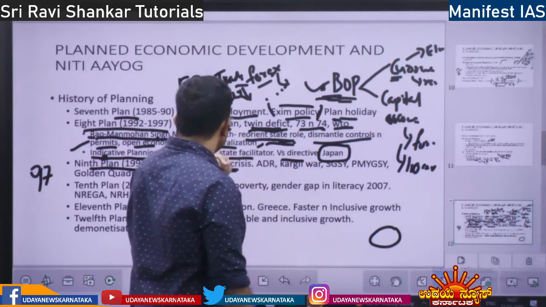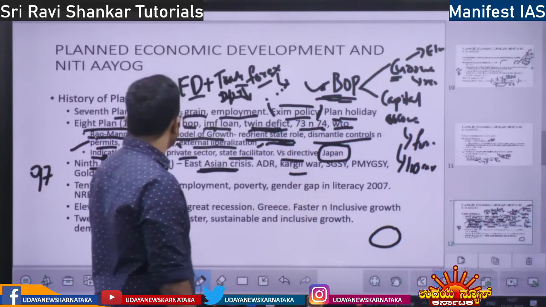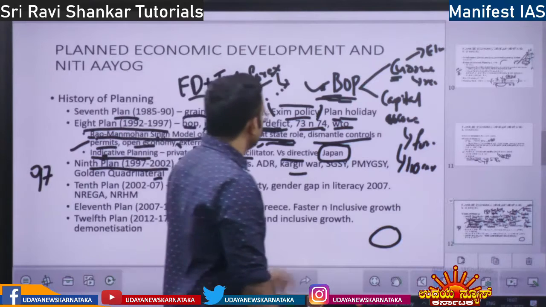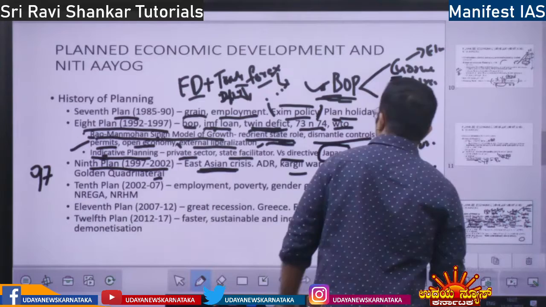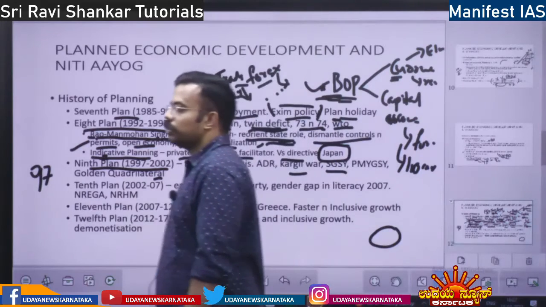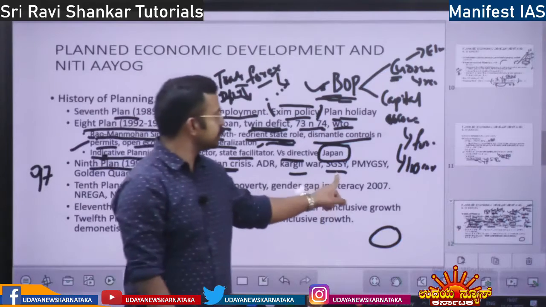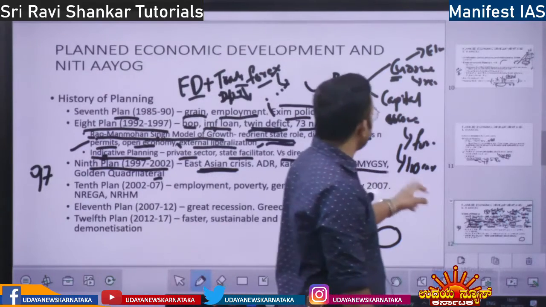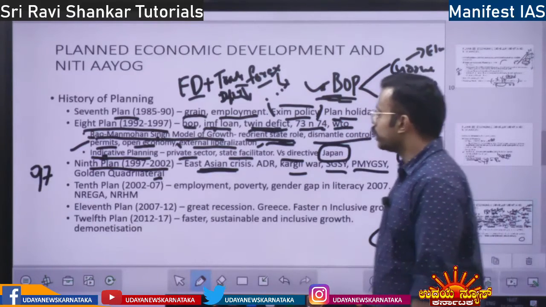Along with that, we have the Kargil war. During this time, there will be the Kargil war, right? And also, in this plan, we have the Swarn Jayanti Gram Swarozgar Yojana. It gets started in this time. And also, we have the Pradhan Mantri Gramin Sadak Yojana.